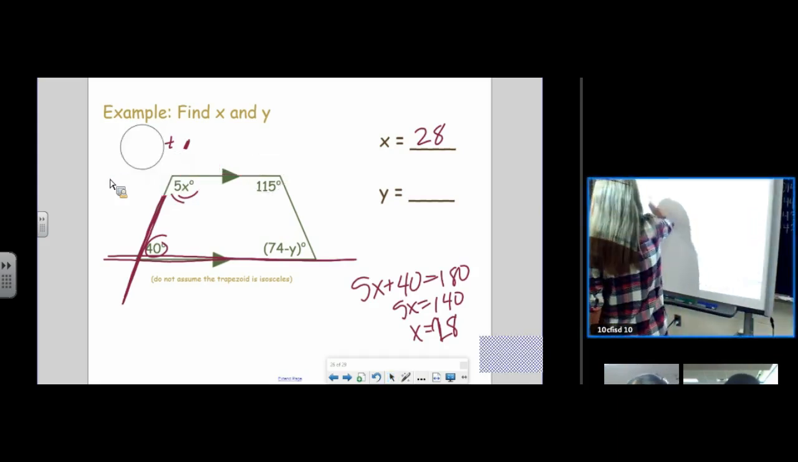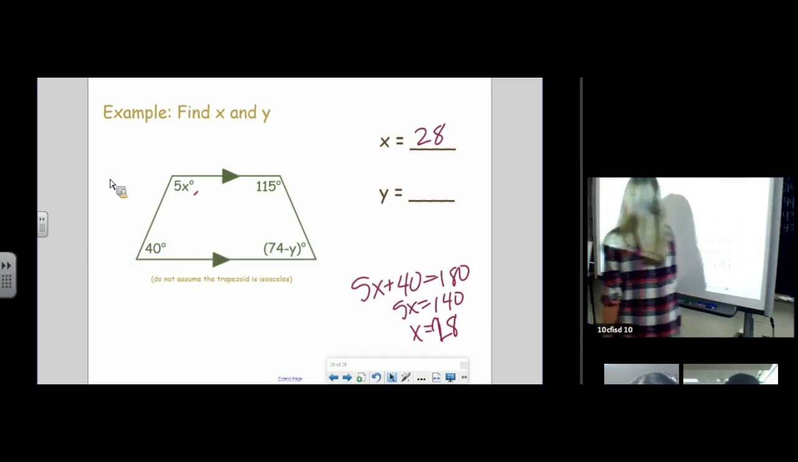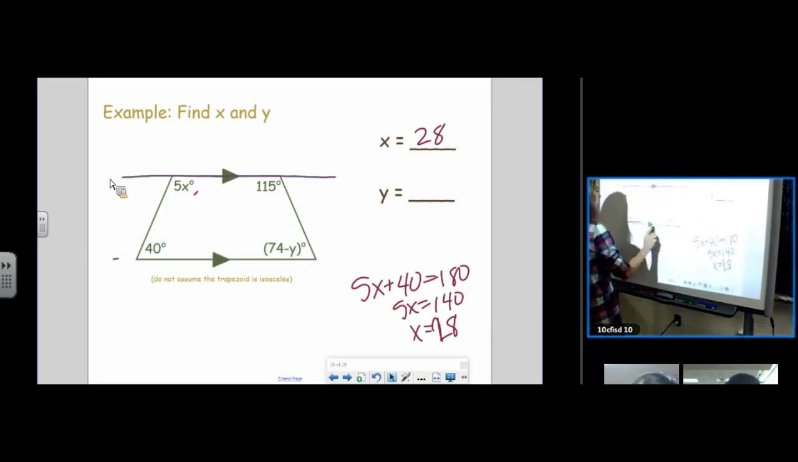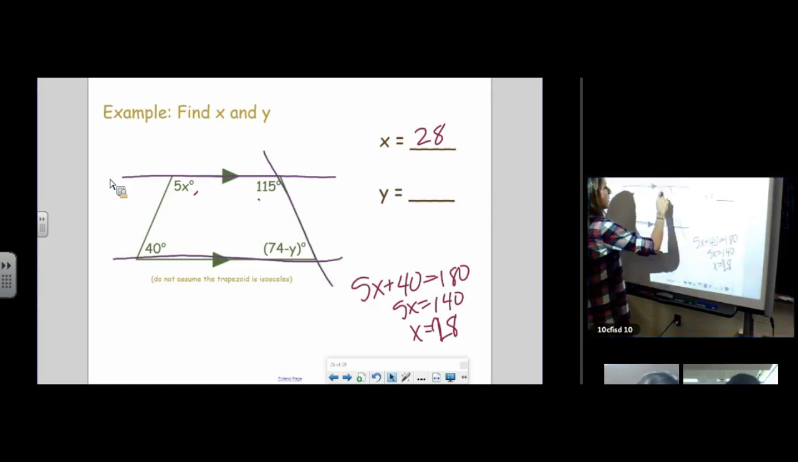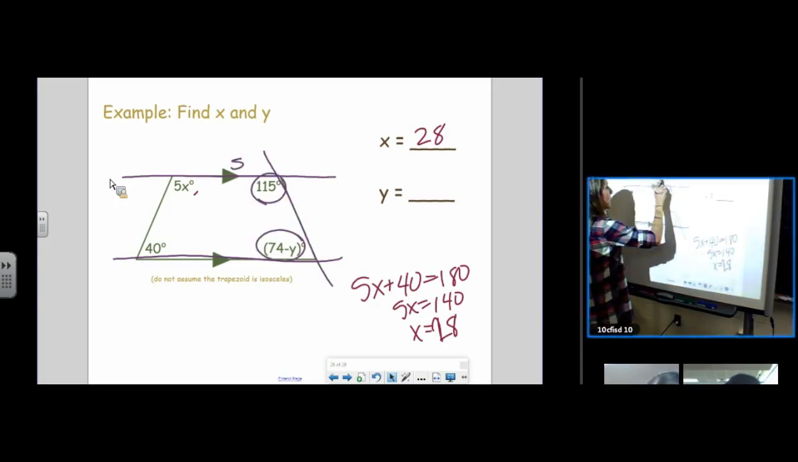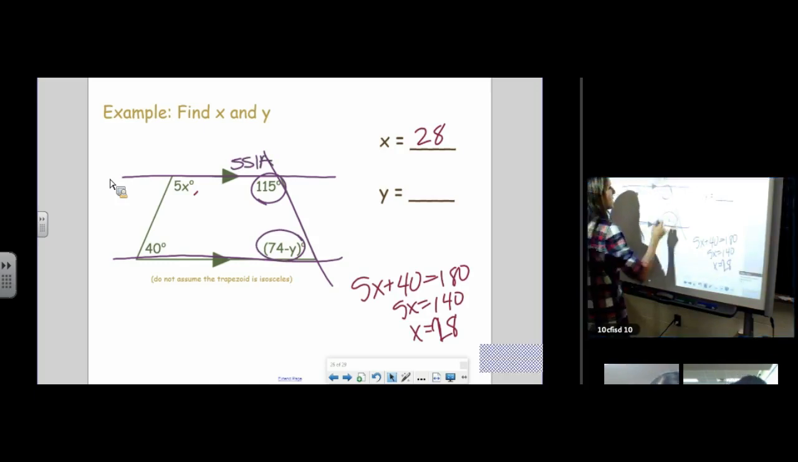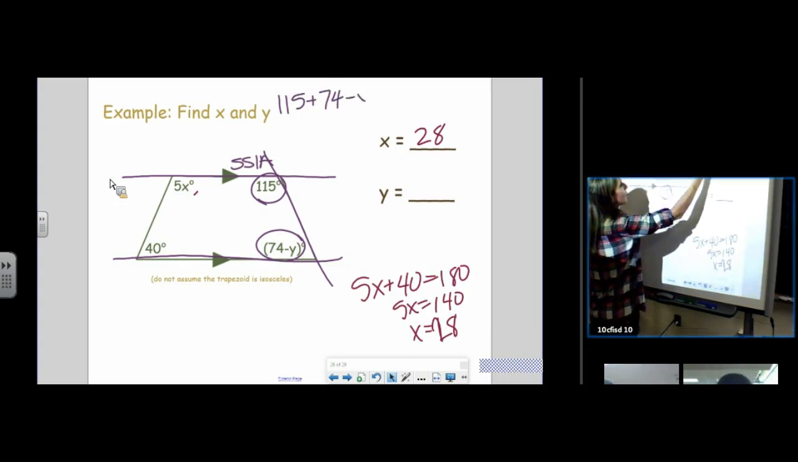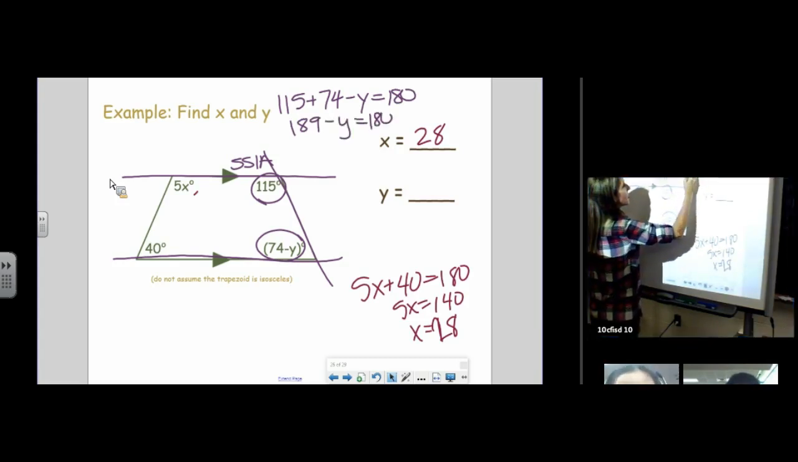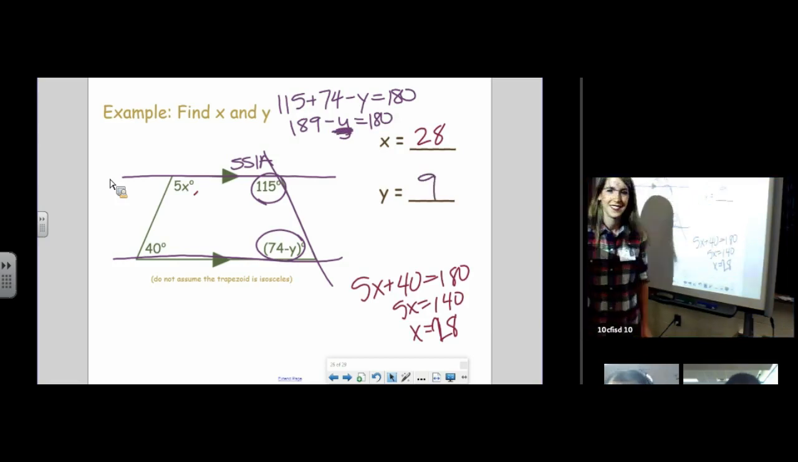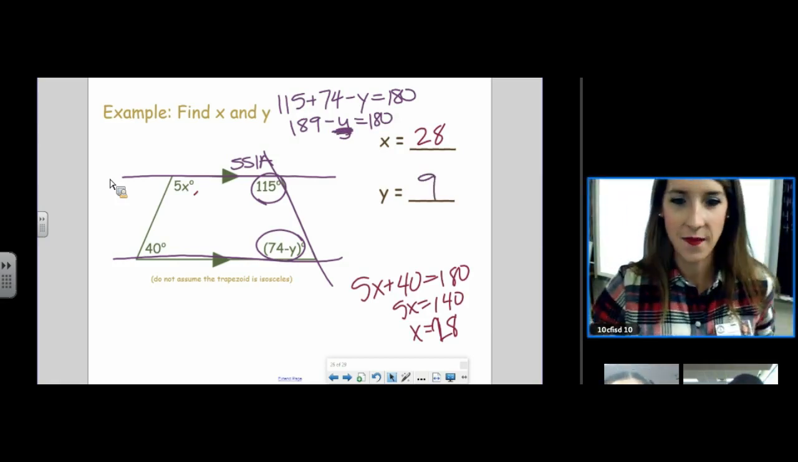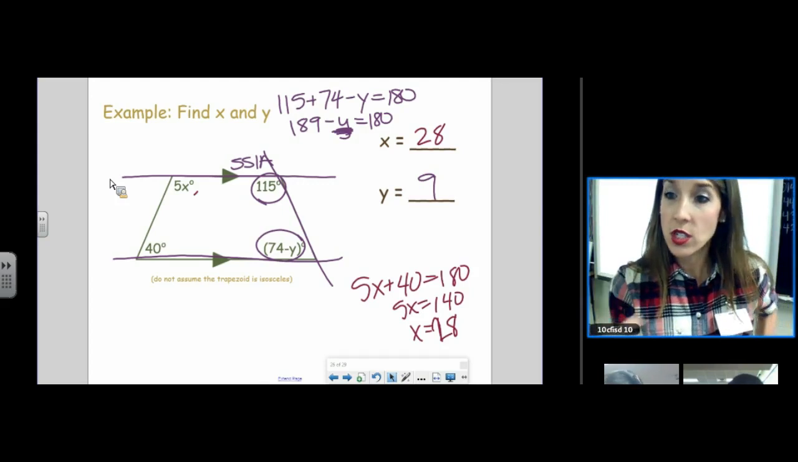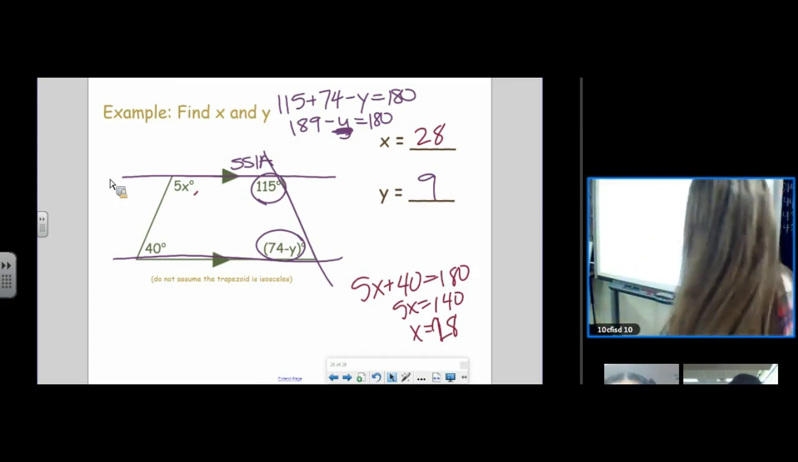So now I can start over, and you've got parallel lines and a transversal. These are also same side interior angles, which means they're supplementary. 115 plus 74 minus y equals 180. 189 minus y equals 180. Can you just tell what it equals? Y is 9.